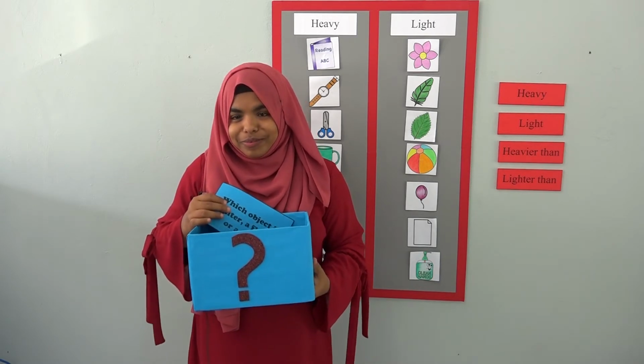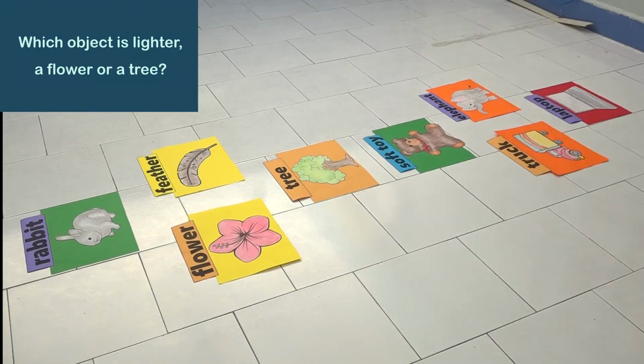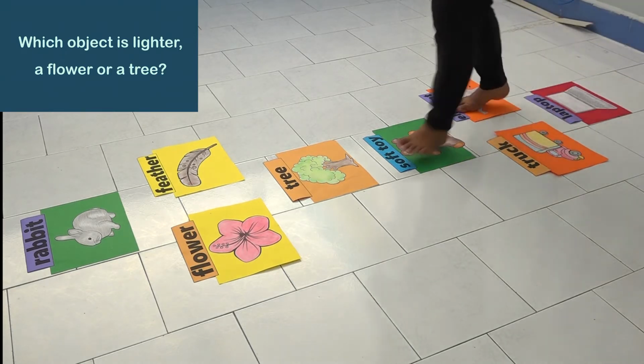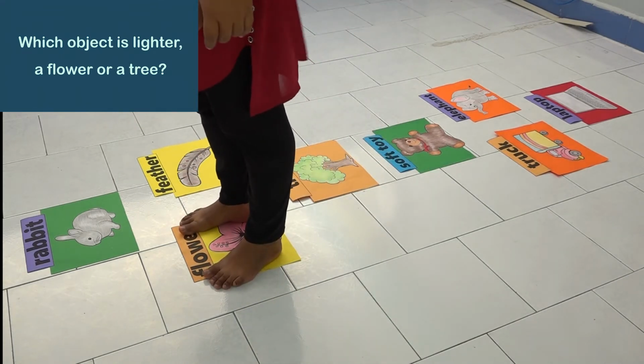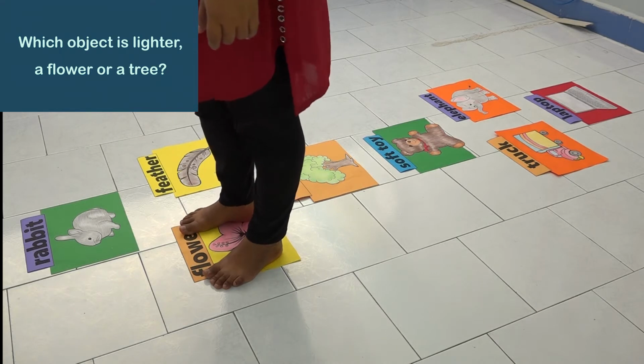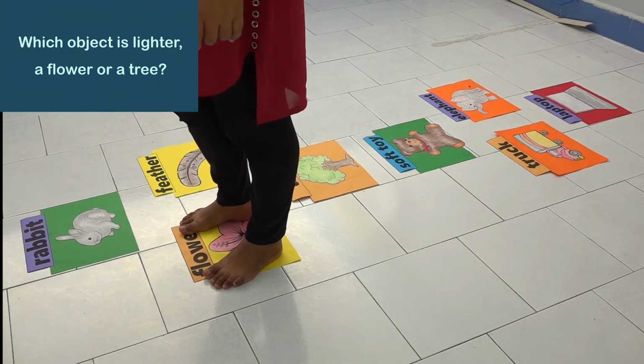Let's start. Which object is lighter, a flower or a tree? What do you think, students? Let's see. So, students, am I correct? Yes, the flower is lighter than the tree.